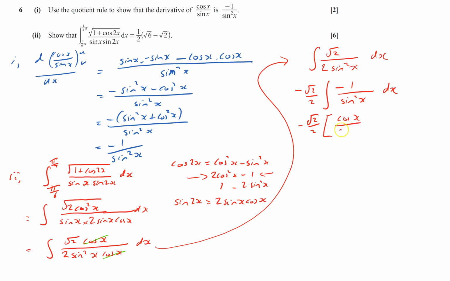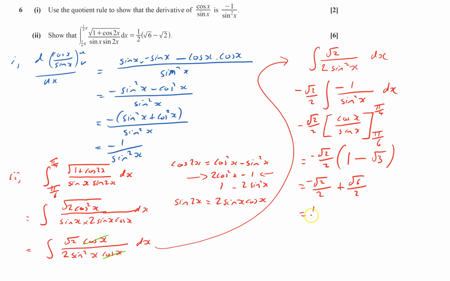So cos x over sine x, and now the limits are pi by 6 at the bottom, pi over 4 at the top, and so that equals minus root 2 over 2, and you put in pi by 4, and that will give you 1, and then put in pi over 6, and that will give you root 3. Could leave it like that, but it's got 2 negatives, and they normally like sorting those out a bit. So that is minus root 2 over 2, minus times minus is plus, and then root 3 times root 2 will be root 6 over 2.